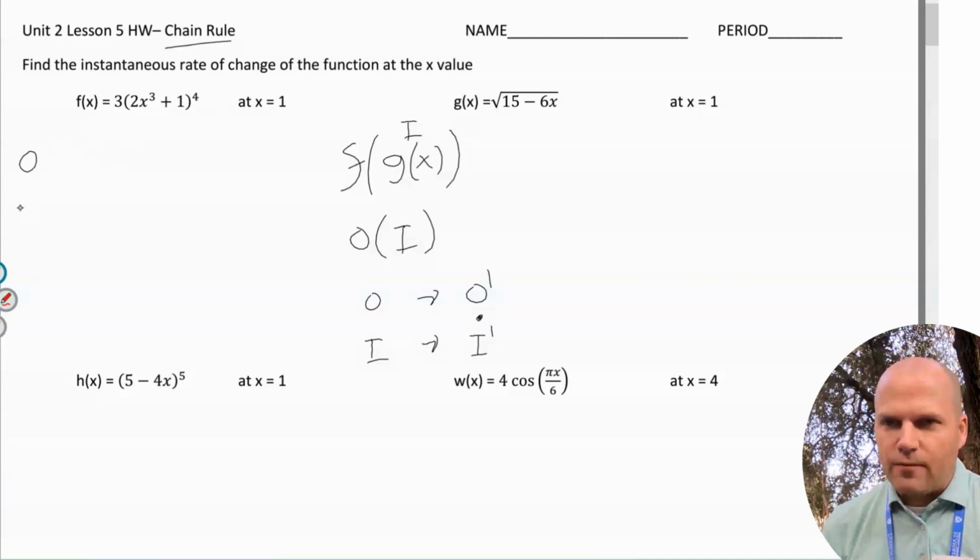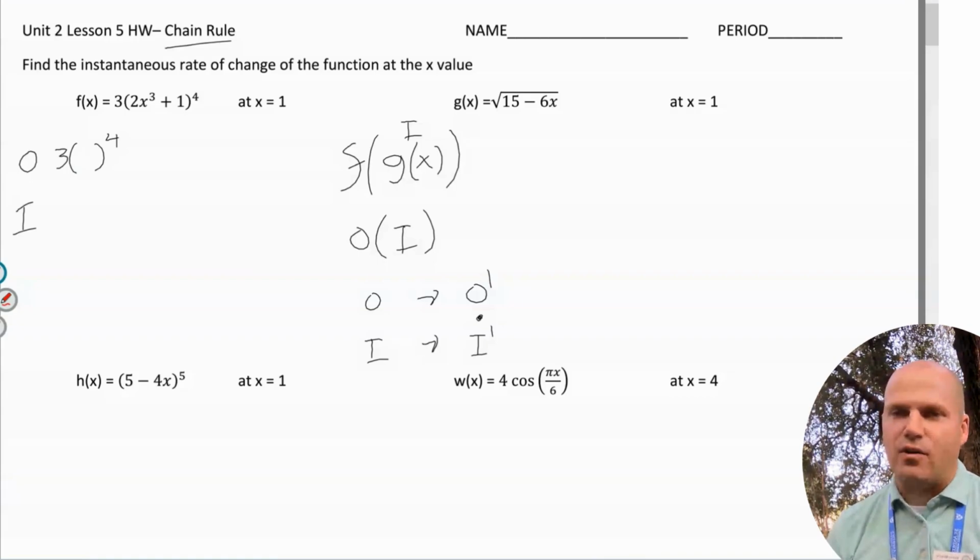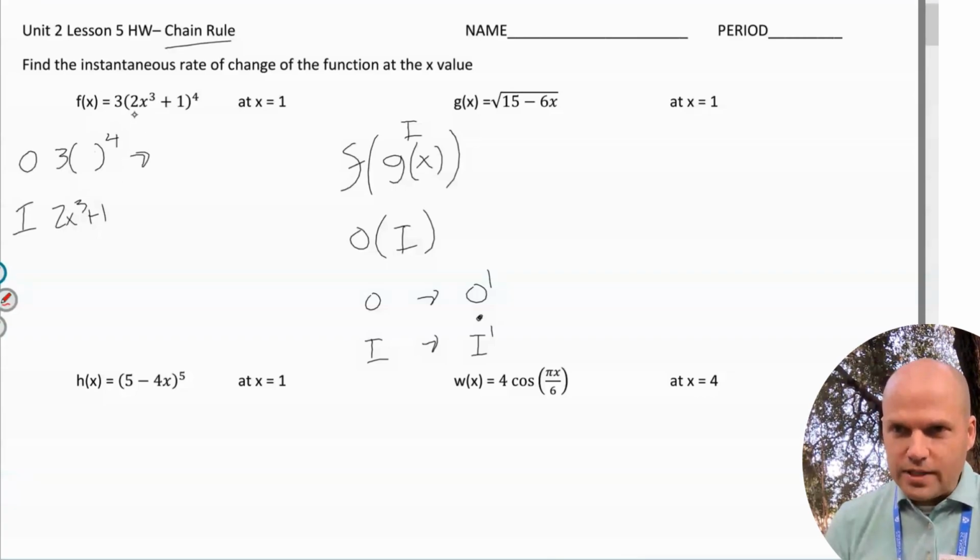So we look at a function, usually parentheses help us see an outer function versus an inner function. And for this first one, f, we could see we got this 3 parentheses to the fourth, like an outer function. And then we got this 2x cubed plus 1, an inner function. Now, we then take the derivative of both pieces.